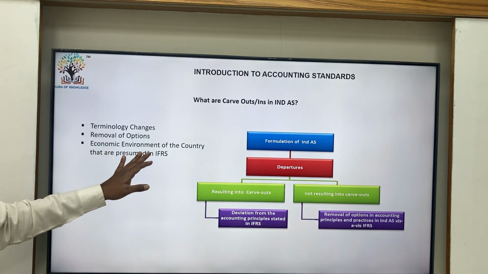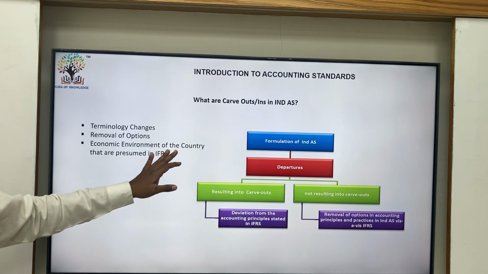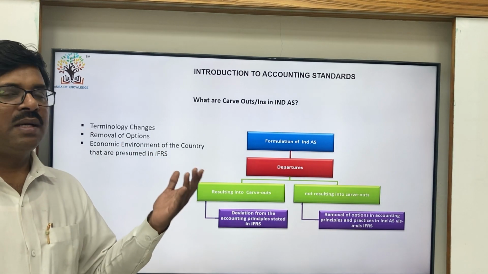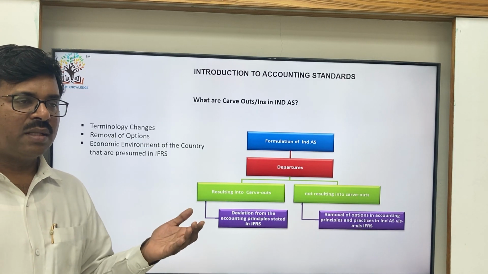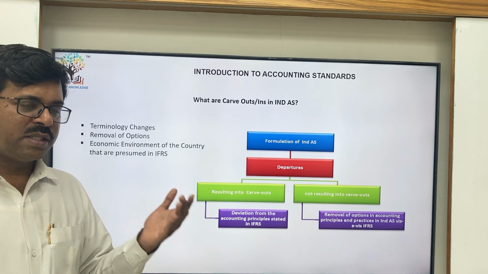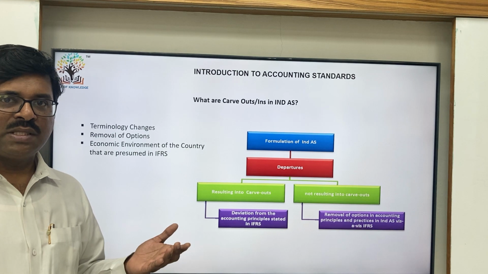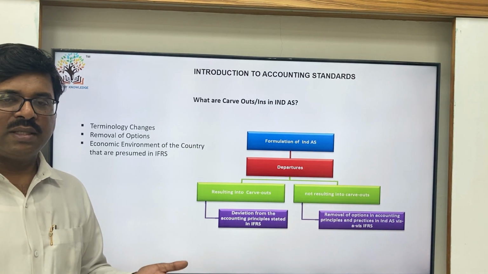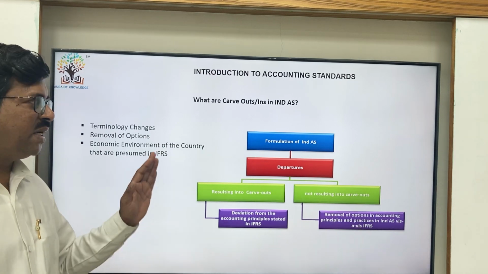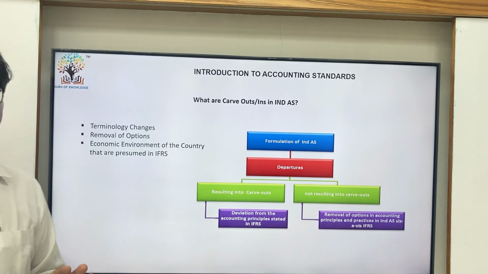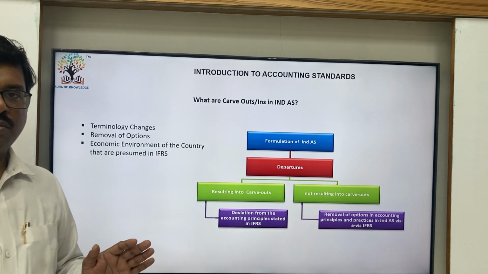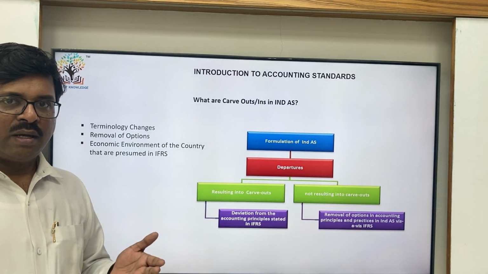Wherever there is an economic environment of the country that is presumed in IFRS, there may be certain assumptions while making the standards. There will be certain assumptions which are not applicable to India, and then we cannot follow that. Then that is called a carve-out. So every change is not a carve-out. That I wanted to highlight here. There may be certain changes which are not carve-outs and certain changes which are carve-outs.